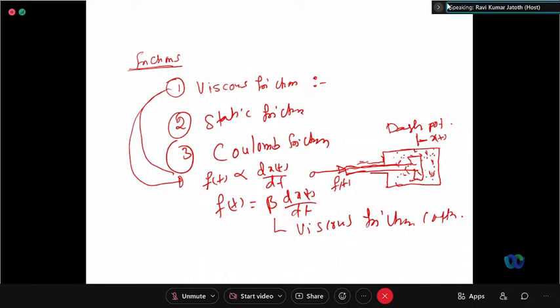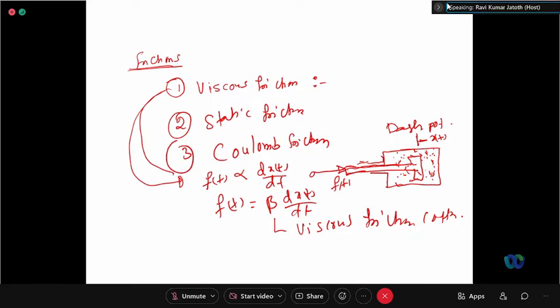Now I am trying to apply force on it, but there is something which opposes the movement of the body. What is that friction called? Static friction. So a retarding force which opposes the movement of the body when it tries to come in motion is called static friction.